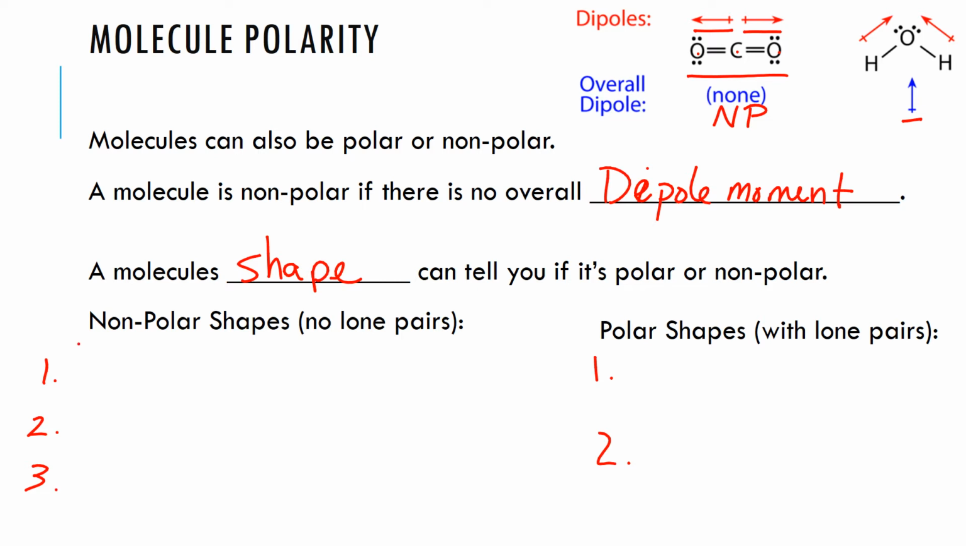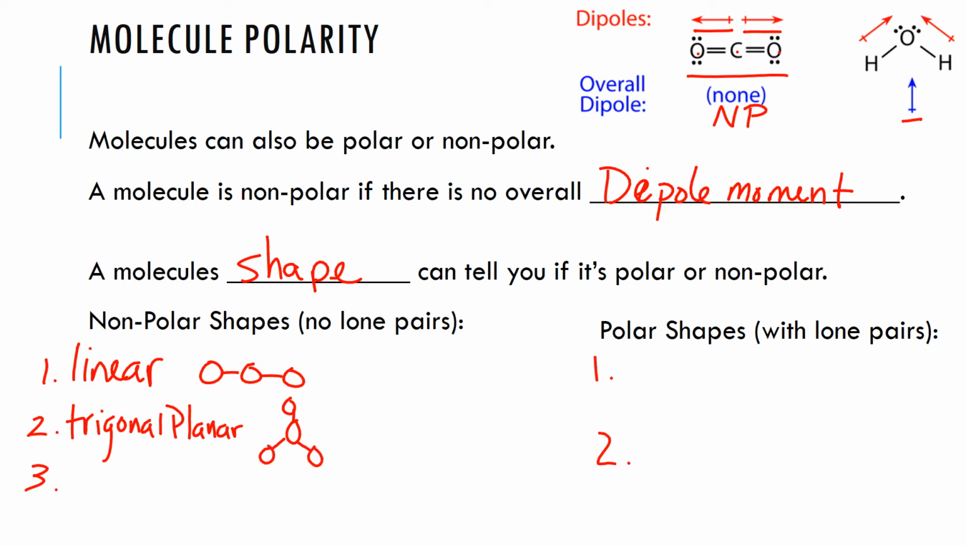So the three nonpolar shapes are linear, and linear looks something like this. The second is trigonal planar, which looks somewhat like this. Sorry, this is kind of a crappy drawing. And the third is tetrahedral, which looks kind of like that.